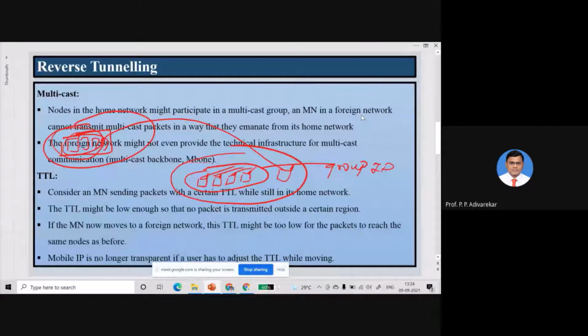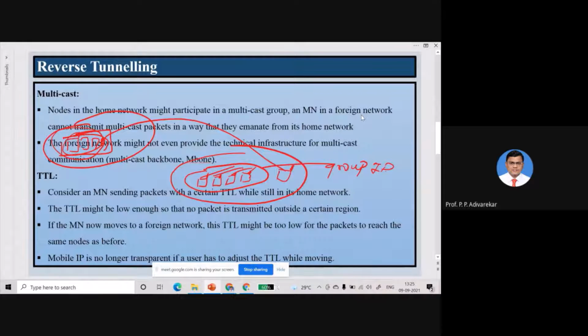Then the third issue is, the first issue we have seen was the firewall, and the second issue was multicasting. Then the third issue is TTL. We all know the full form of TTL: time to live. It is a field used in the IP packet to indicate within how many hops the packet should be delivered to the destination.